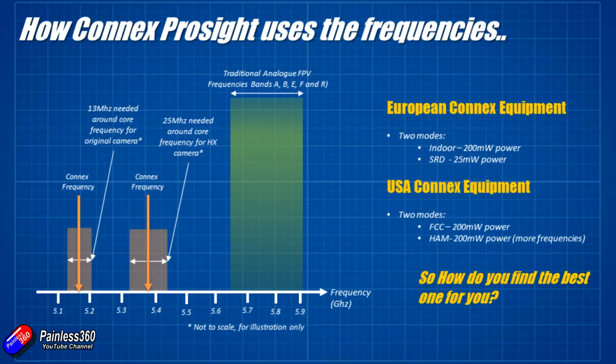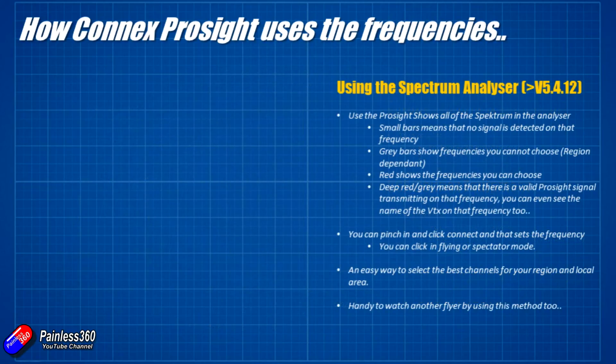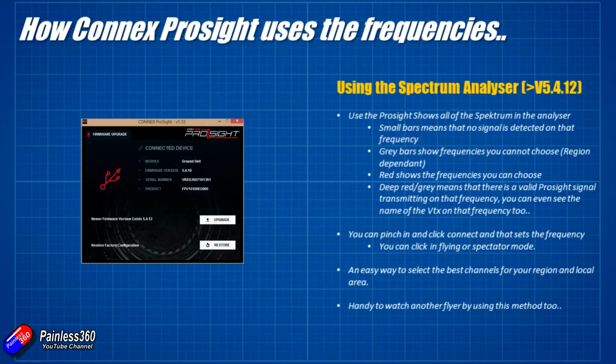There's so much to think about, there's so many options. Which one is going to be my best band or setting for my Prosight system? Well, that has just changed as of the end of July, beginning of August. They've brought out version 5.4.12. It might be 5.4.13 by the time it actually comes out, but you need to update your receiver and your transmitter on your Connex Prosight system to that version or later, and you have a fantastic new feature which makes this so much easier, and that is the frequency histogram.